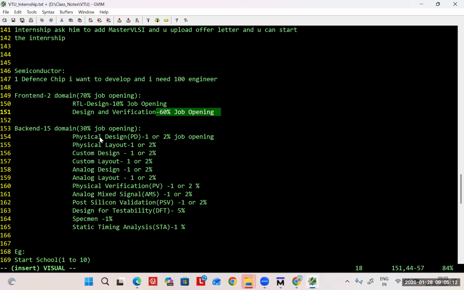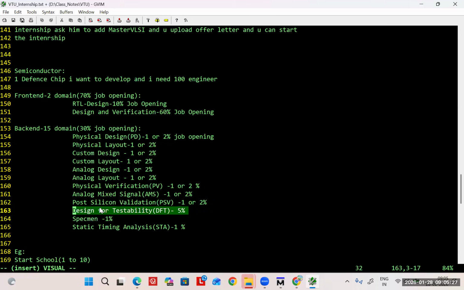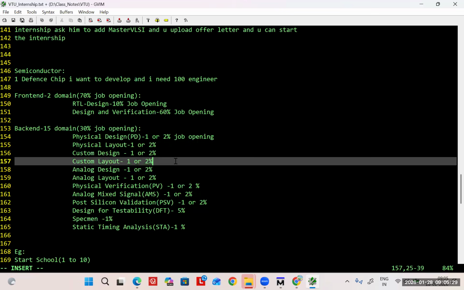Is it clear? Physical design, hardly 1%. Physical layout 1%. Custom design 1%. Custom layout 1%. Analog design 1%. Analog layout 1%. Like this, 1% is more than enough. For DFT, 5% of people are needed. Rest all are needed only this much.